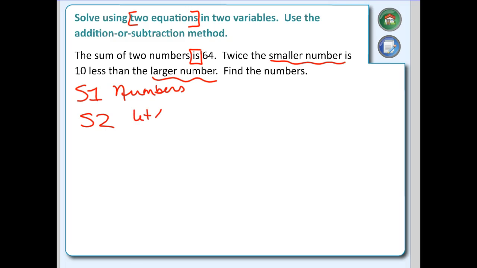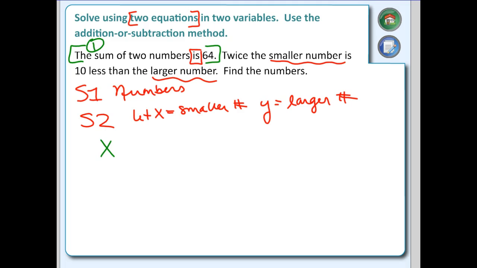I'm going to let x equal the smaller number, and I'm going to let y equal the larger number. And so now let's see if we can come up with our 2 equations. If we look at sentence number 1, that's my first equation. We'd get x plus y equals 64.